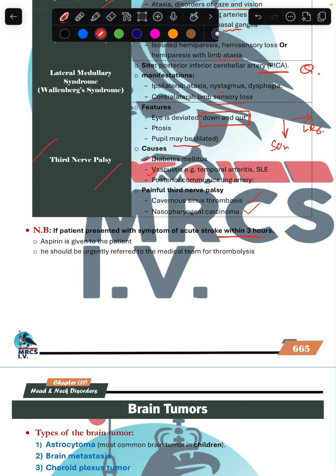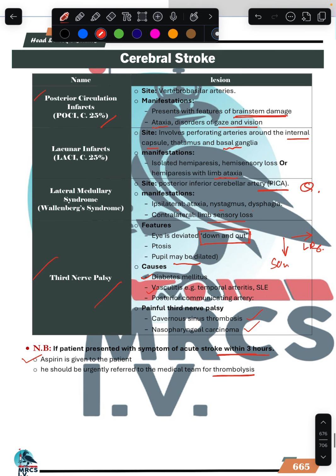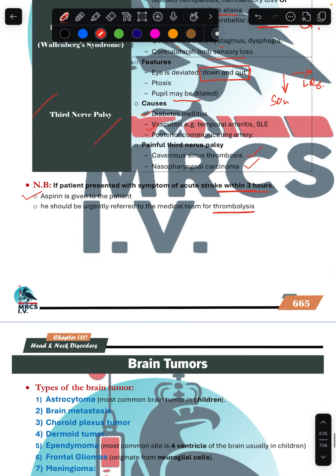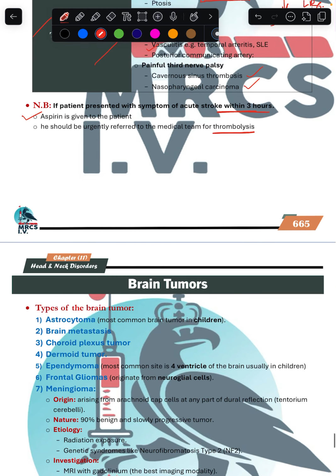Note that if the patient presents with symptoms of acute stroke within 3 hours, you have to go immediately. These are acute strokes. Immediately aspirin, and he should be urgently referred to the medical team for thromboprophylaxis to prevent further damage to the brain. So these are about the cerebral strokes. Established strokes, not transient attacks. So if the patient is presenting within 3 hours, you have to go for thrombolysis.